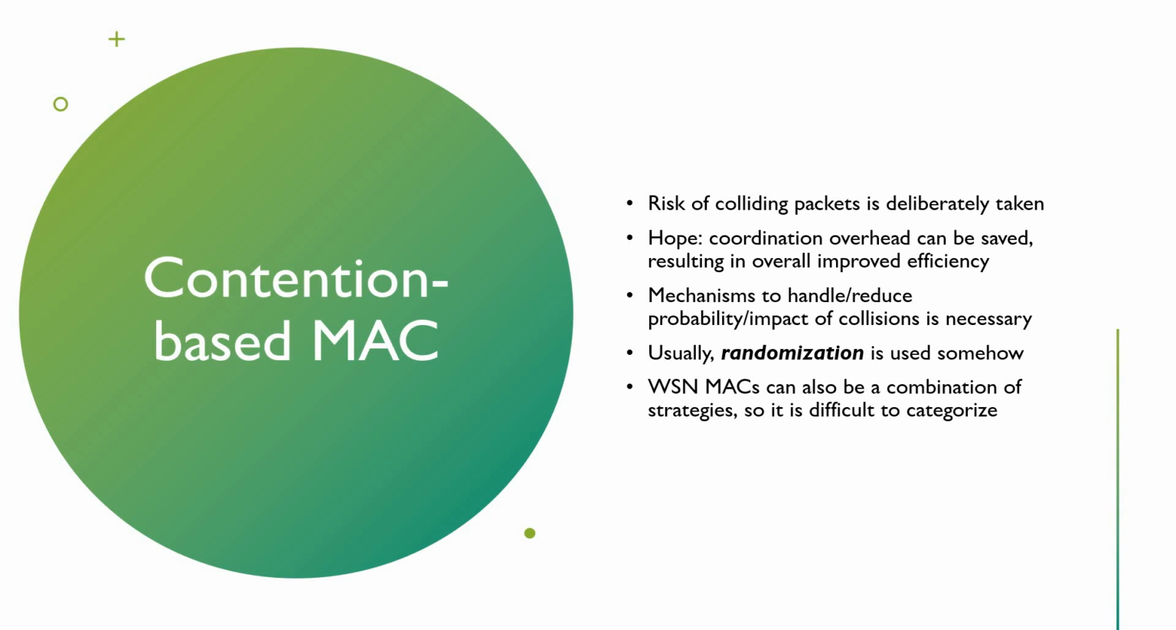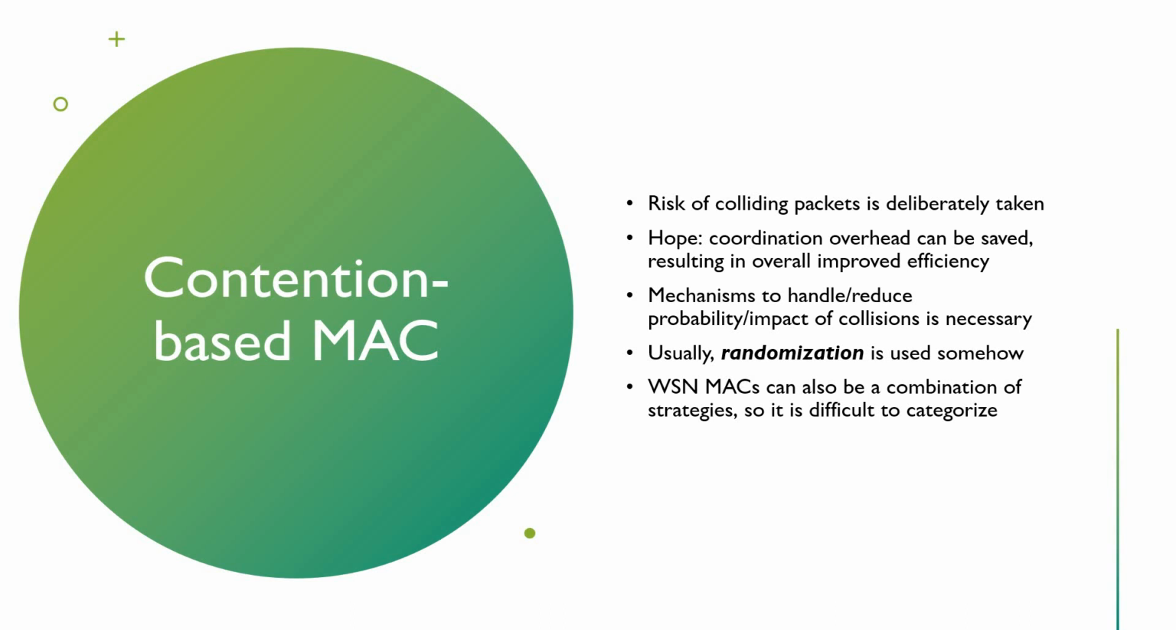So if, let's say, the coordination overhead is not much, then the risk of colliding packets, okay, will actually be more harmful compared to centralized medium access, okay? So you can clearly understand, basing on the environment and the requirement, the medium access controls have to be decided.